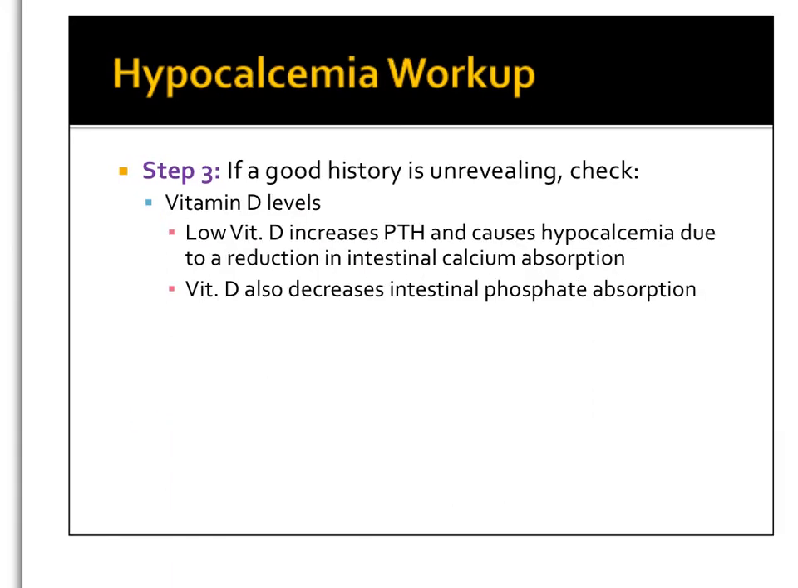One more test you're going to want to obtain is a vitamin D level. Remember that a low vitamin D increases parathyroid hormone and causes hypocalcemia due to a reduction in the intestinal absorption of calcium. Remember, you need vitamin D to absorb calcium from the gut. In addition, vitamin D also decreases intestinal phosphate absorption. So knowing what this level is going to be is an important factor when trying to decide why there's low calcium levels in the blood.